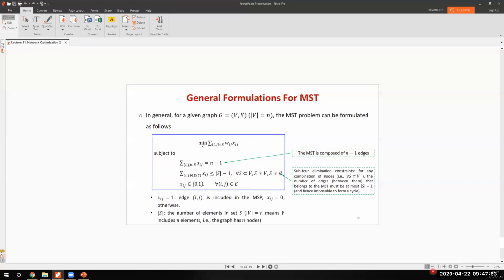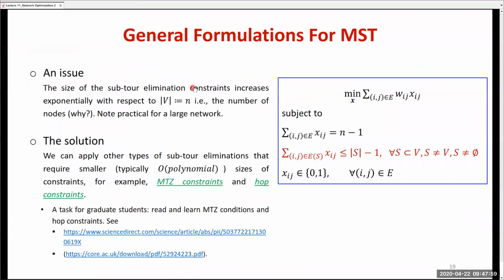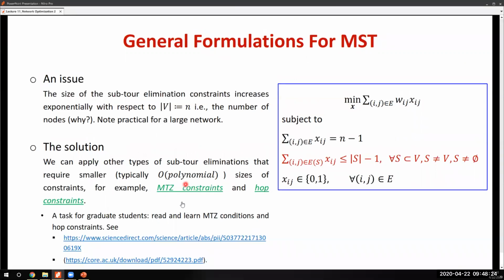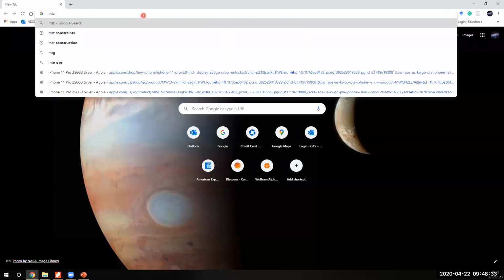So is there a method that is practical? And the truth is, of course, yes, which is some polynomial size of the constraints. For example, we can have MTZ constraints, or we can have the lifted hop constraints. Both of them are proved to be very efficient in practical applications. Due to time constraint, and also because this is an undergrad level class, I'm not going to introduce these two constraints in detail. Especially for the MTZ constraints, I would mention a little bit.